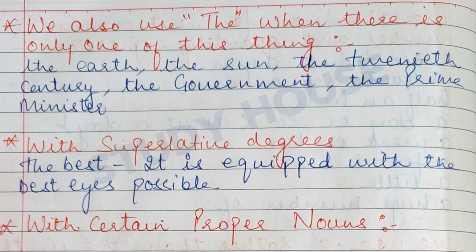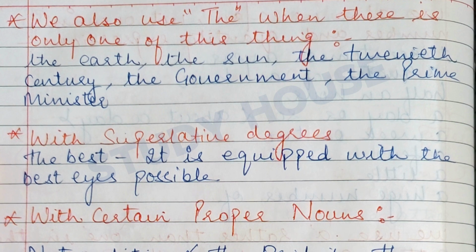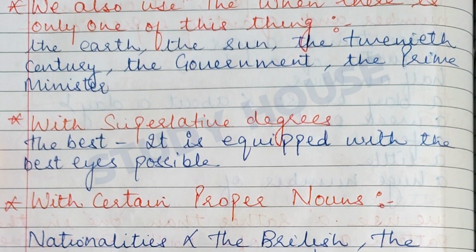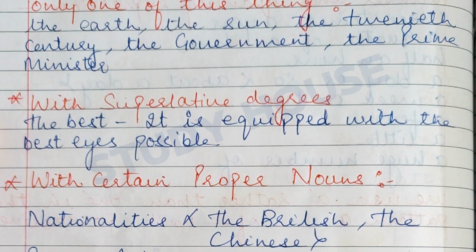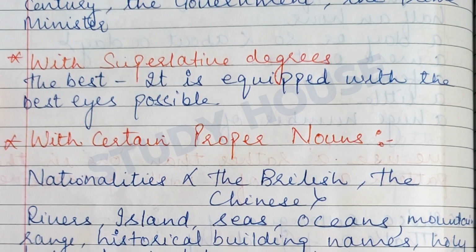We also use "the" when there is only one of this thing, like the Earth, the Sun, the 20th century, the government, the Prime Minister. Also with superlative degrees like "the best": it is equipped with the best eyes possible.